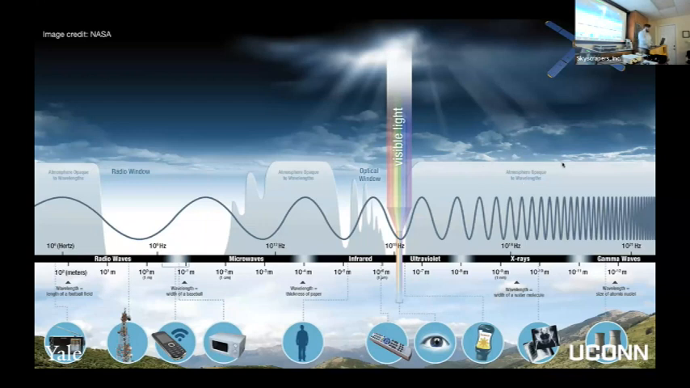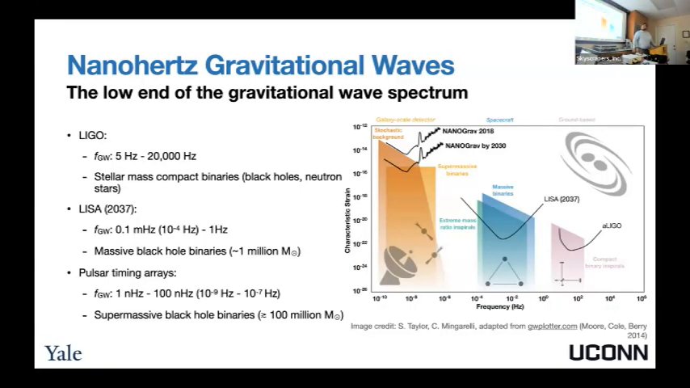Well, it turns out that just like light, gravitational waves also exist on a frequency spectrum. So what I'm showing here now on the right is a plot showing our three main detectors that we usually think about when we think about gravitational waves. So we just talked a little bit about LIGO up here at high frequencies.